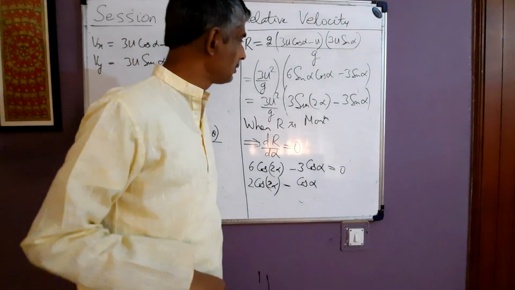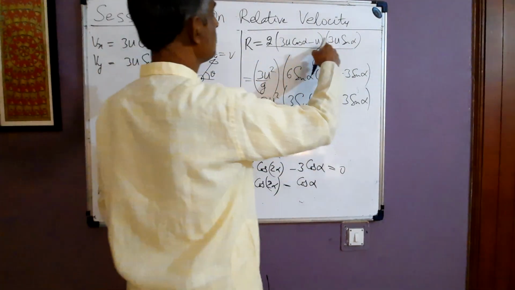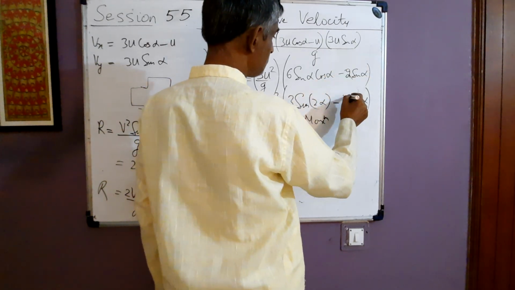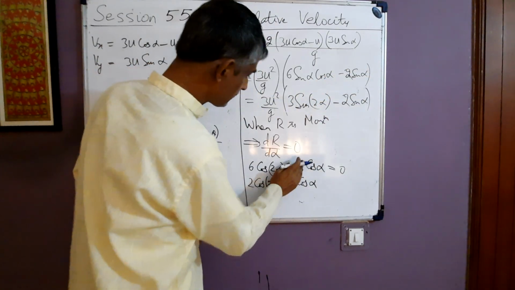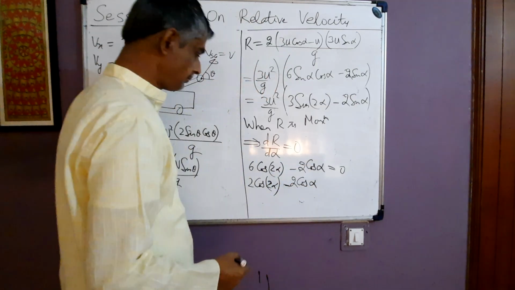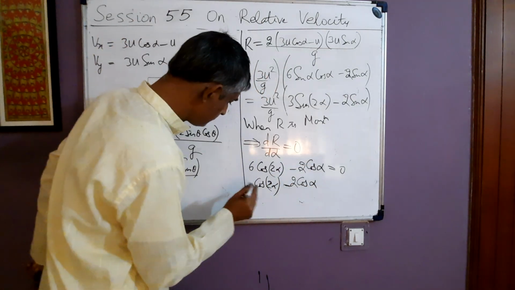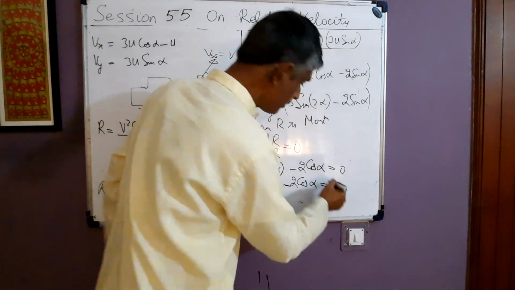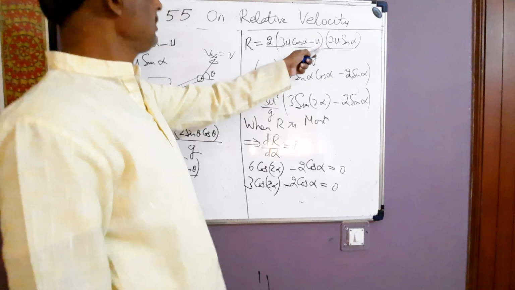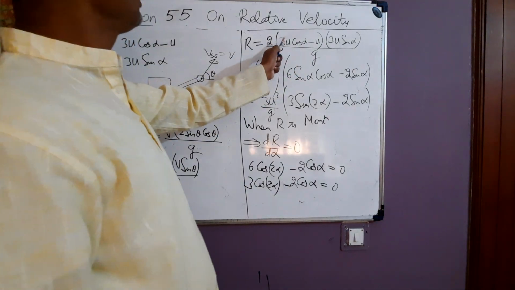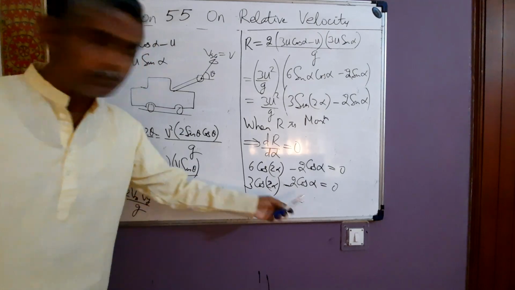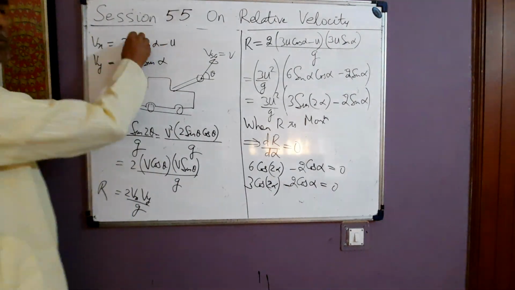Fine, alright. So this will be 2, this will not be 3. It was a calculation mistake. 3u squared by g is common. So 3 into sin 2 alpha minus... okay, fine, this is alright. Now this we have to solve.